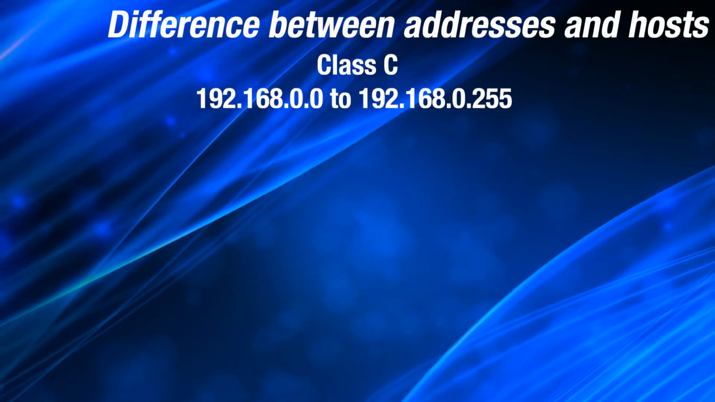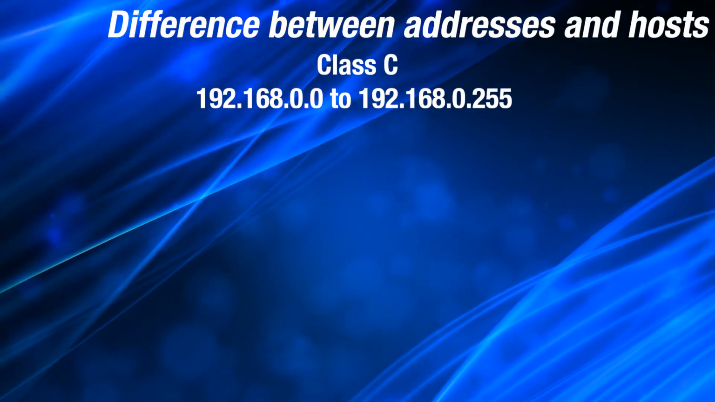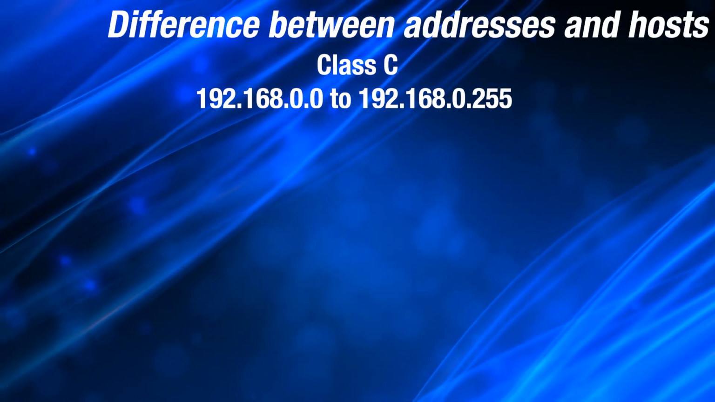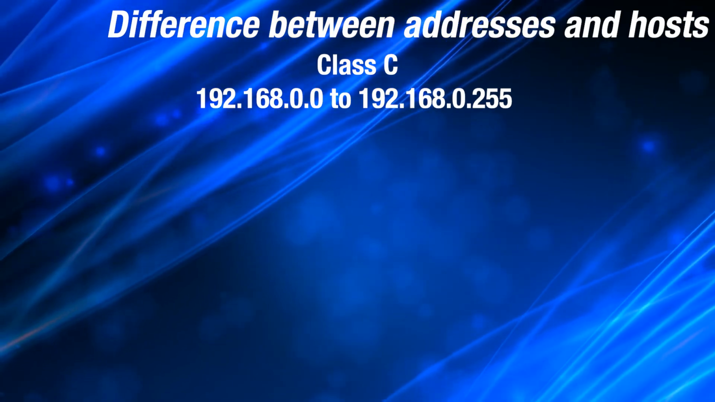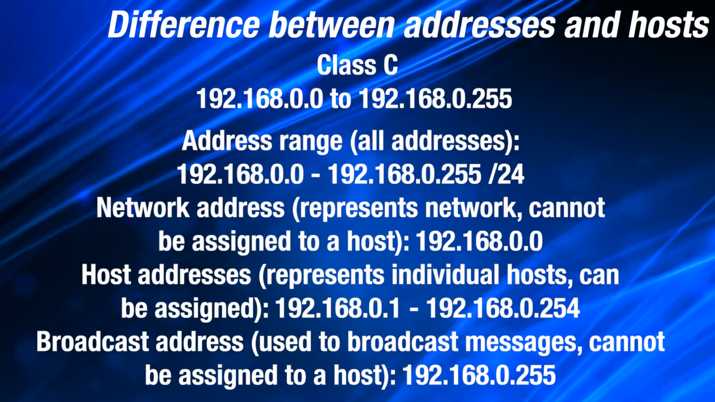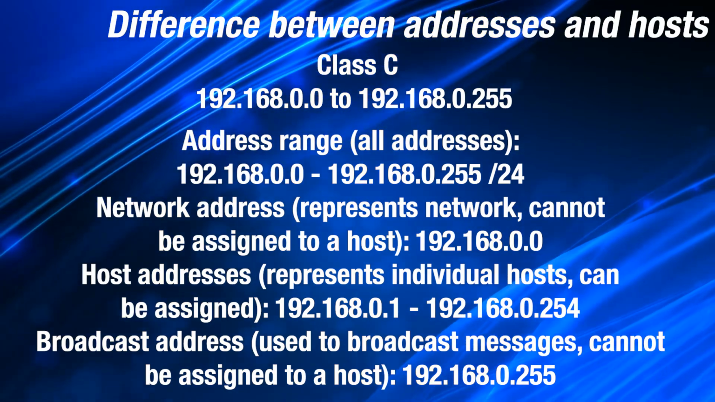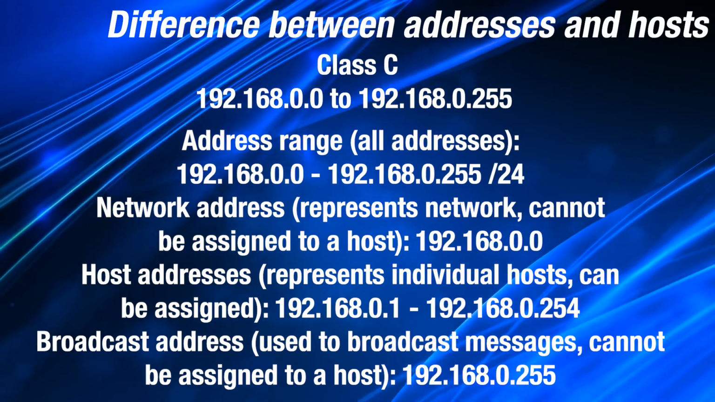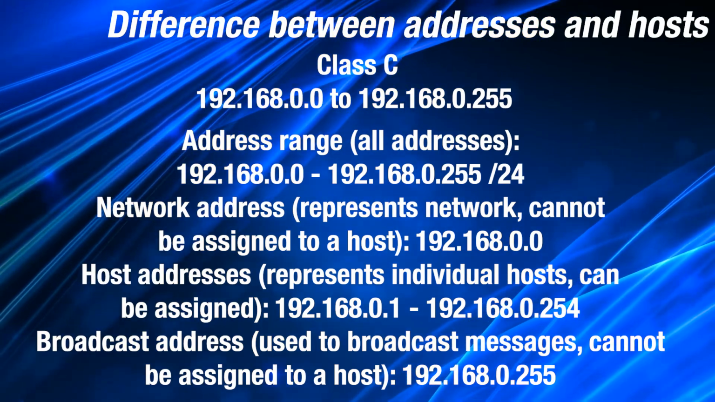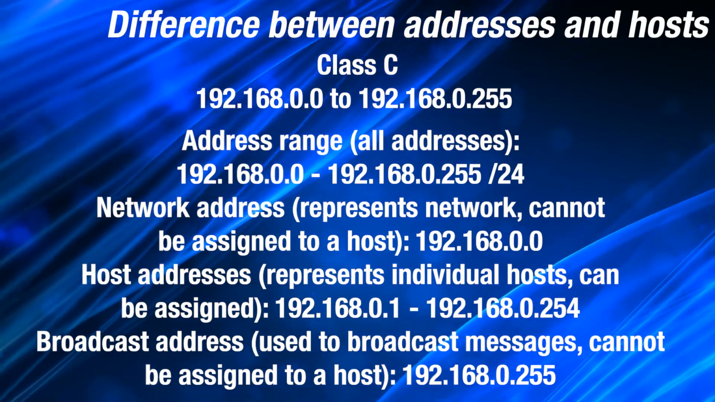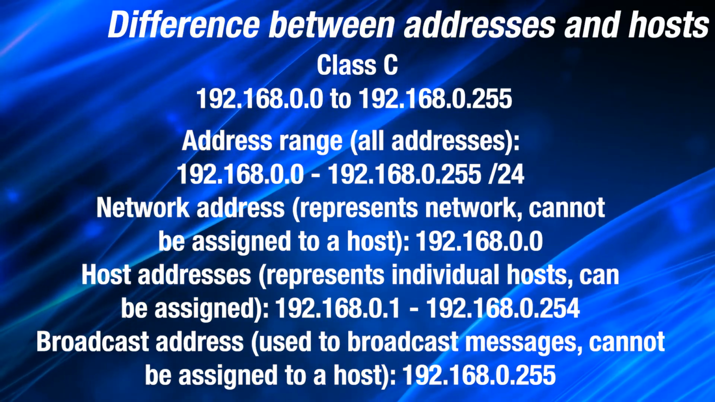Something to note, there's a big difference between addresses and hosts. Take a look at our Class C. I say 256 addresses, but I did not define each address. Here's our example. We have the network address 192.168.0.0. This can be represented with 192.168.0.0 all the way up to 192.168.0.255. Did we count 192.168.0.0 as an address? Yes, it is our network address.